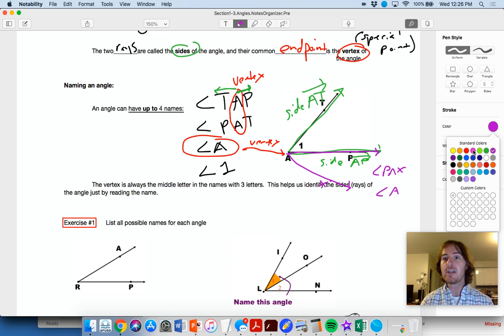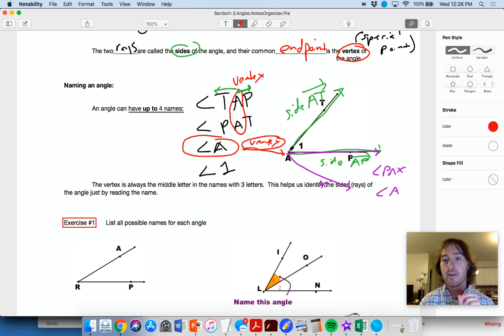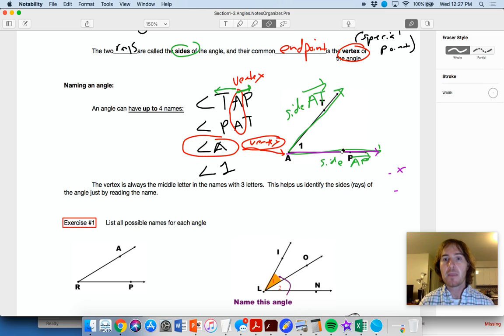So you're only going to use the naming of the vertex as naming the angle if there's only one angle shown at that vertex right here. So let's go ahead and get rid of the part in purple so that it doesn't confuse you. We'll get back to that in a second and let you practice it. But you can only name an angle by its vertex if it's the only angle shown in that diagram.